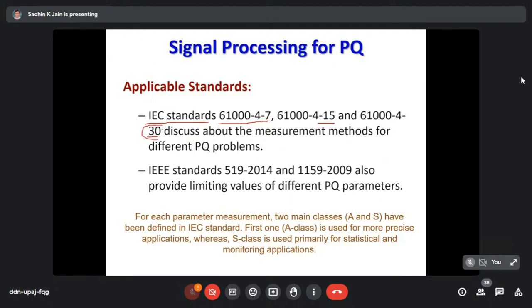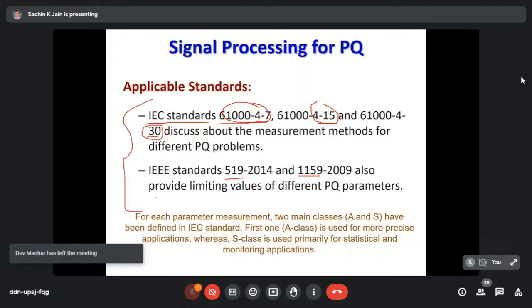Although power quality is general, flicker and harmonics are specific fields, so they have their dedicated standards, 4-7 and 4-15. Okay. IEEE also has the standard IEEE 519 for harmonics and IEEE 1159 for power quality, which includes flicker also. We should be aware of these standards while we are working on signal processing, or if we are working on power quality problems. So we should know about these standards which I have mentioned.